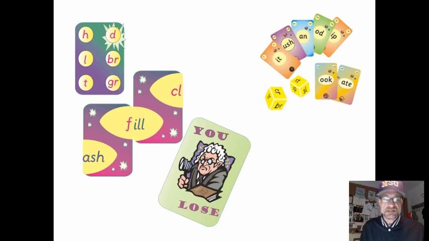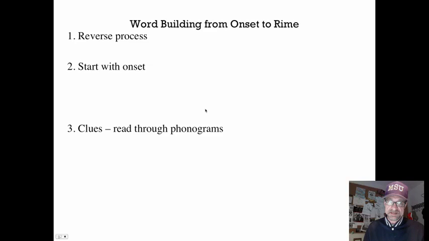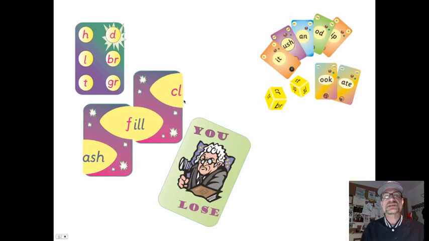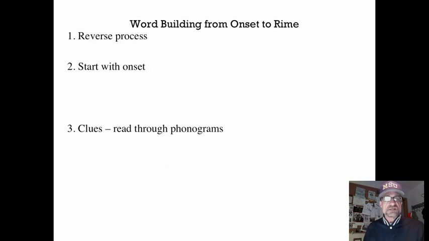There's a variety of ways. You can buy actual cards. You can have dice. You're limited only by your imagination as to how you deal with word families or phonograms. Word building is one of them. You can also use word building from onset to rhyme. You simply reverse the process. You start with the onset.